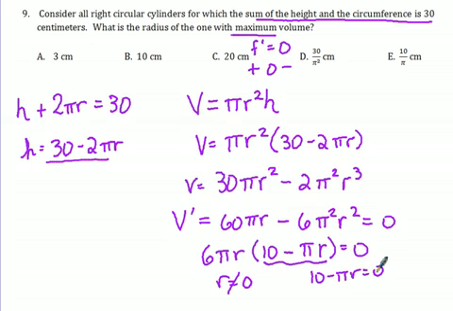So 10 minus pi r equals 0. 10 equals pi r if I add pi r to the other side. And then divide by pi. So r equals 10 over pi. And does that answer my question? What is the radius of the one with maximum volume? Now, normally we would do a sign chart to make sure this is actually a maximum, but I don't have a choice that tells me there is no maximum. So we can assume that this is the radius that gives me the maximum, and that answer choice is E.